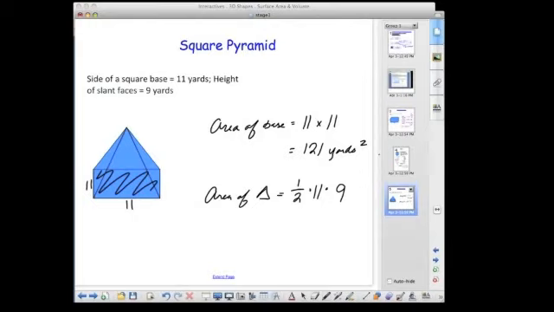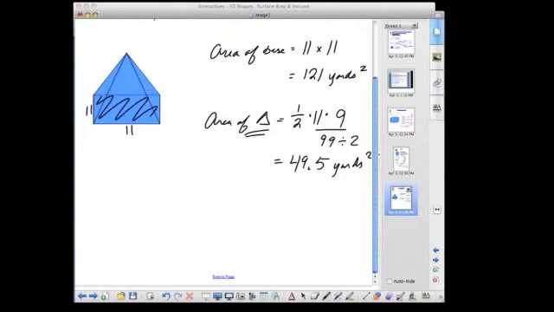I usually multiply and then take half of the value. So I'm going to do 11 times 9 is 99. 1/2 of 99, or 99 divided by 2, will give me 49.5 yards squared. And that is for one triangle. In order for me to account it to be for 4 triangles, I need to multiply by 4.